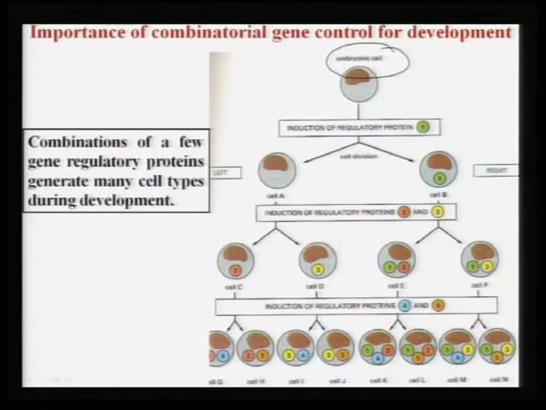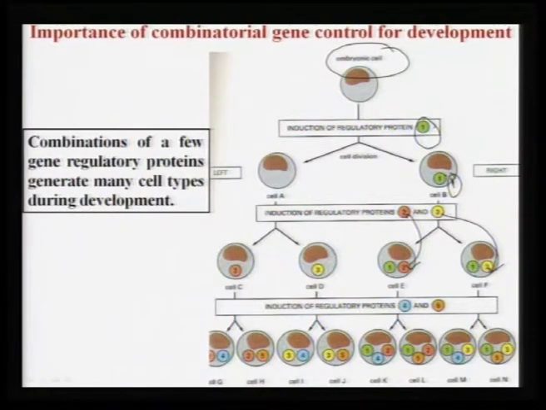Now, induction of the gene regulatory protein 1. So, this gene regulatory protein is already inside the cell. This cell is divided into 2 daughter cells. Now, this is the induction of gene regulatory proteins 2 and 3. Protein 1 is already inside, 2 is also coming here. So, 3 is coming here and 2 is coming here.